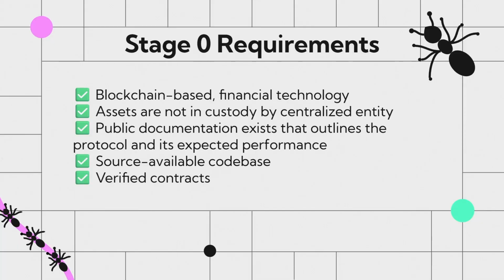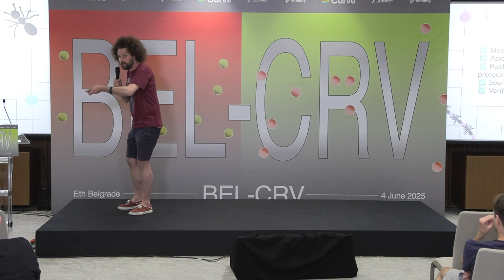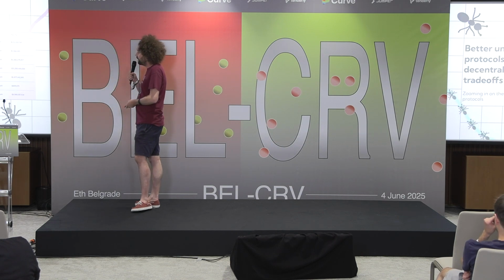Those are the stage 0 requirements. They're pretty basic, but it's important because we need them to be able to conduct analysis. So it needs to be on a blockchain, of course, EVM with our current tech. The assets need to be on-chain too, not real-world assets or whatsoever. Public documentation that gives us what we need to know, so we don't have to reverse-engineer. Source-available code base, very important. We can't review closed-source code. And finally, verified contracts, because same thing, we need to make sure that the code we're reviewing is actually the code you're running when you're interacting with the protocol.